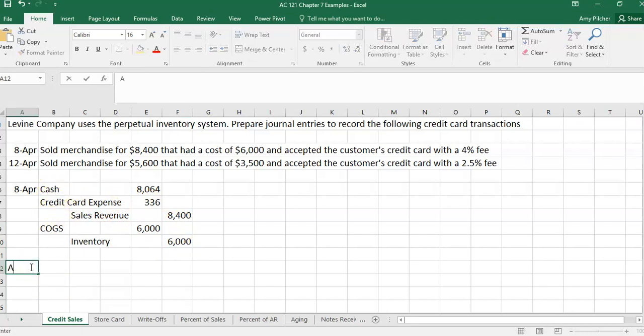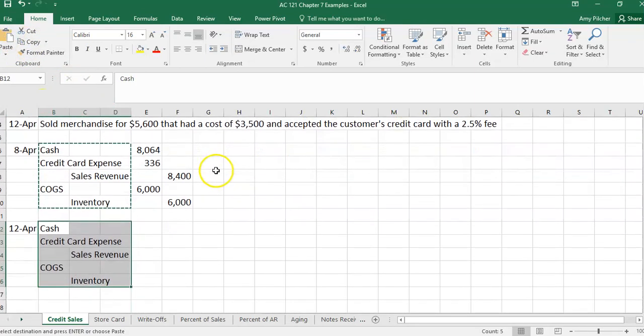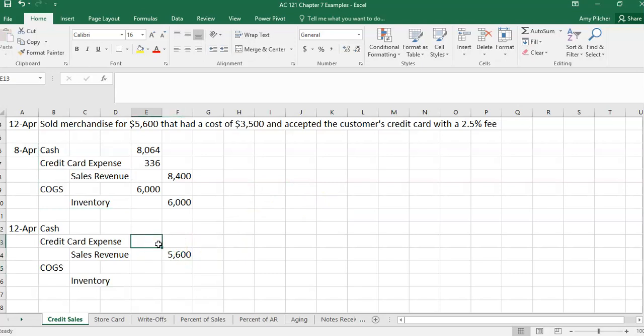On April 12th, we also have a credit card sale, but that credit card has a 2.5% fee. So our accounts all stay the same for the journal entry. The amounts change. So our sales revenue is $5,600. Our credit card expense is 2.5%. And the cash that we receive is the difference between the sale and our credit card expense. Our cost of goods sold is $3,500.